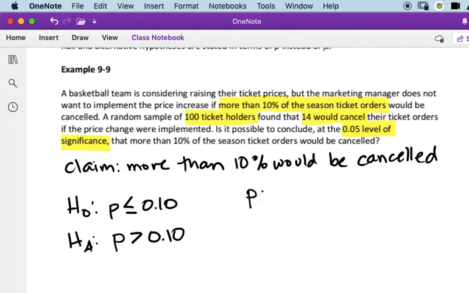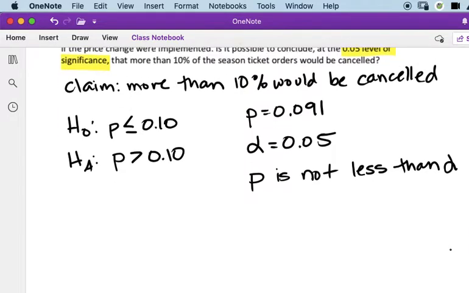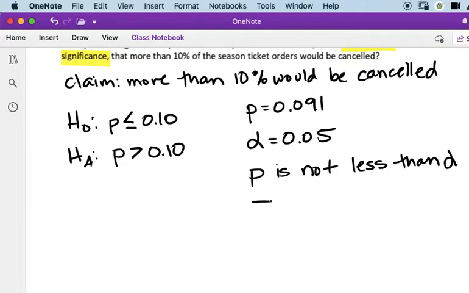And then what we need to do with the p-value is compare it to the alpha. So the alpha that they're giving me, the level of significance, is 0.05. So what I'm looking for is p less than alpha? No. P is not less than alpha. It's greater than alpha. So what this tells me is that I cannot reject the null hypothesis. I can only reject the null hypothesis if the p-value is less than alpha.